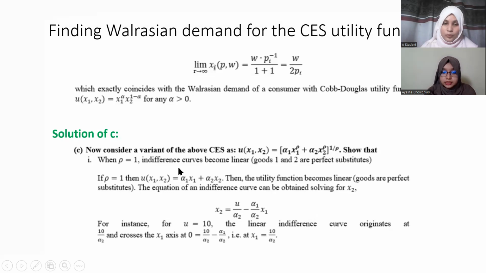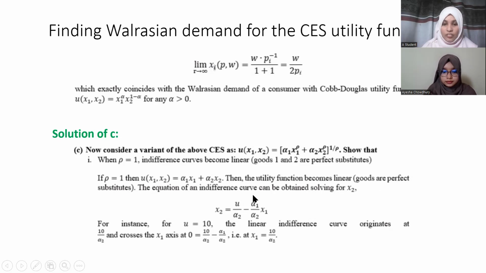So when the parameter is equal to 1, indifference curves become linear. That means goods 1 and 2 are perfect substitutes. So for this question, we have rho equals 1. Then u(x1, x2) equals alpha 1 x1 plus alpha 2 x2. Then the utility function becomes linear as the goods are perfect substitutes.